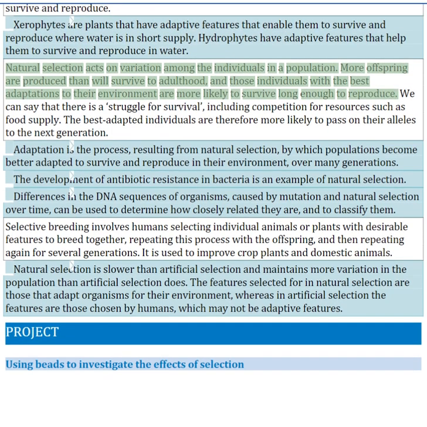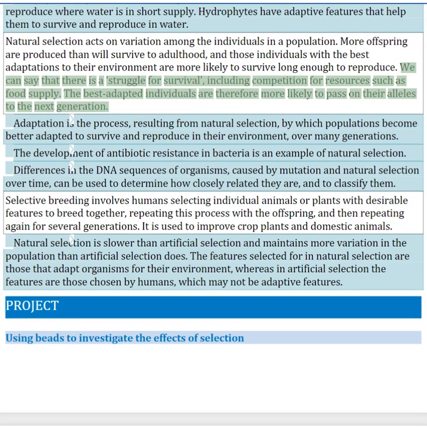Natural selection acts on variation among the individuals in a population. More offspring are produced than will survive to adulthood, and those individuals with the best adaptations to their environment are more likely to survive long enough to reproduce. We can say that there is a struggle for survival, including competition for resources such as food supply. The best adapted individuals are therefore more likely to pass on their alleles to the next generation.